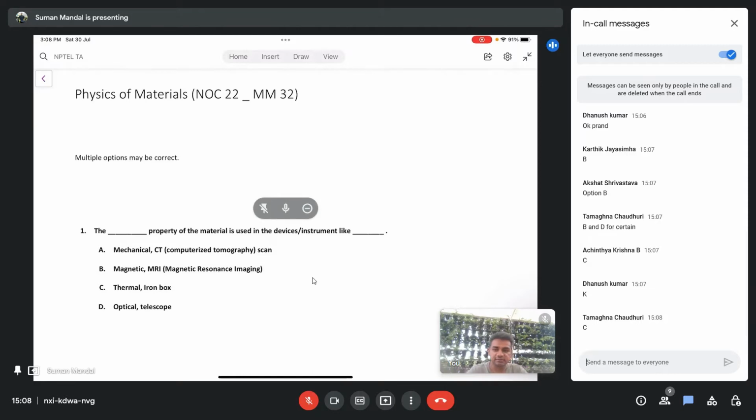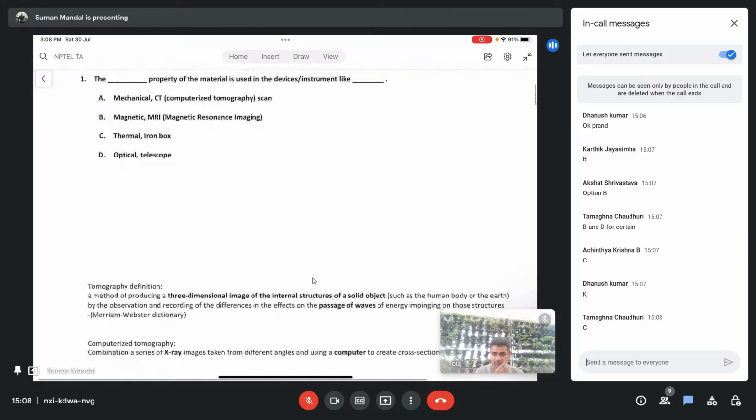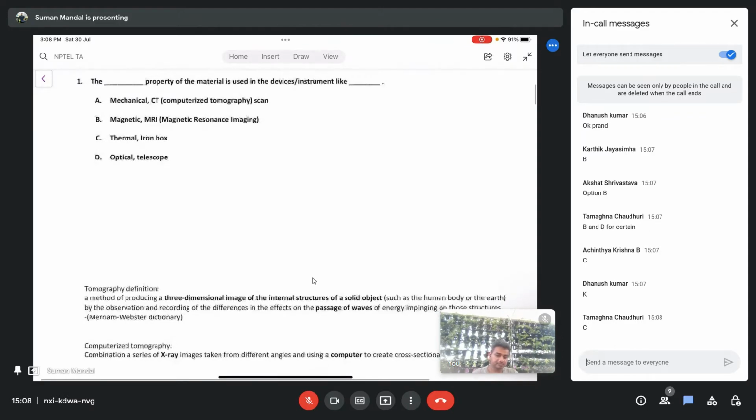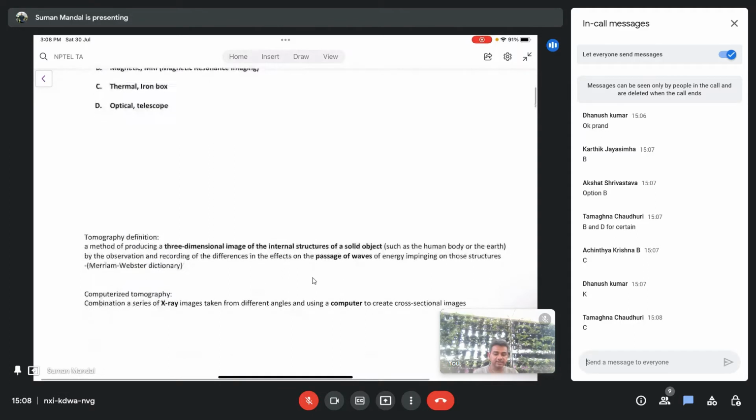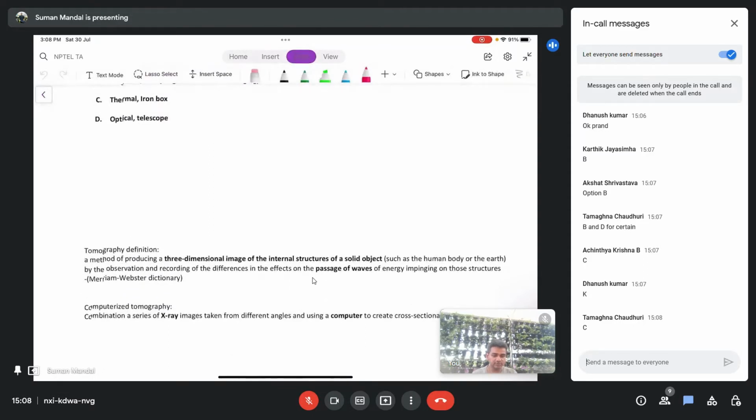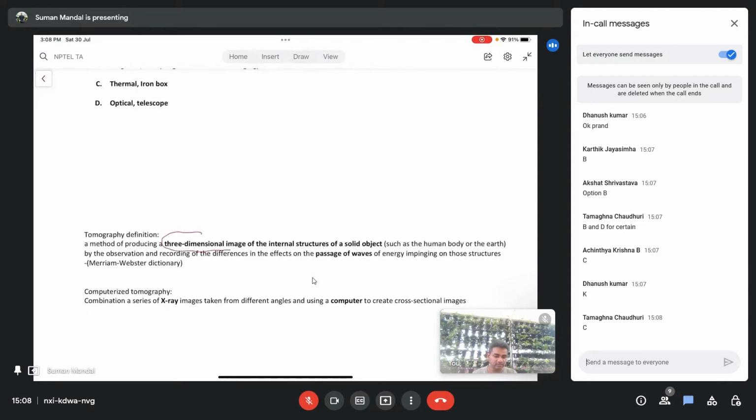So we'll go step by step, option by option. First of all, what is tomography in computerized tomography? Tomography is defined as producing a three-dimensional image of the internal structures of a solid object. This is something similar to X-rays, right? Within X-rays, we do the same thing. When you have a broken bone or something, we do an X-ray scan to check if there is actually a broken body part.